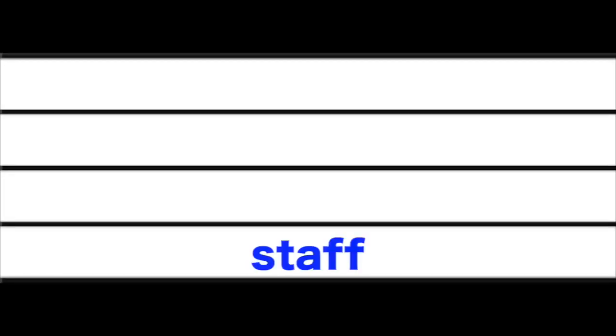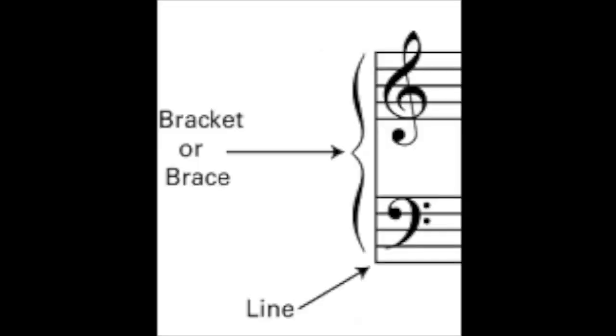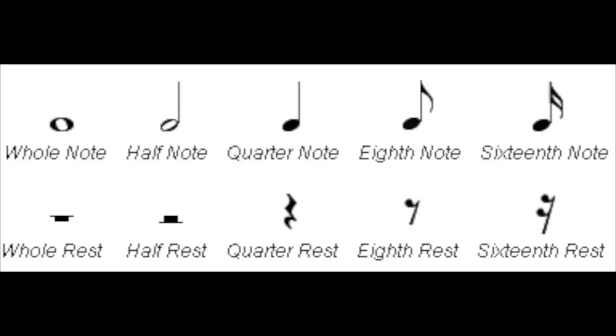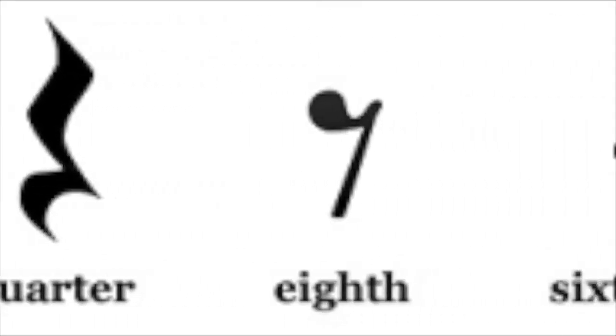So you've got your staff, you've got your bar lines, your measures, your clefs, your brackets, and your braces. What's missing? Notes and rests. It's time to start learning about the different notes and rests you're going to encounter in chorus. Notes are symbols that produce sound, and rests are symbols that produce silence.